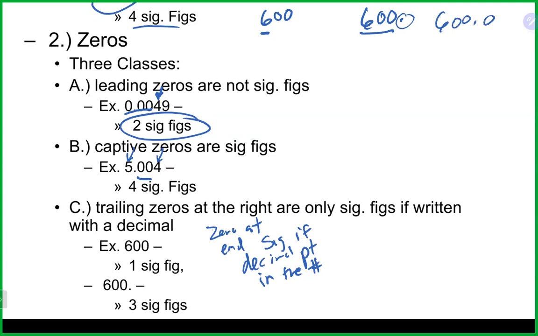600.0 would have how many significant figures? Everybody is significant here. Yeah, all 4 of them would be significant. We would start counting at the 6. All these zeros come at the end. There is a decimal point in that particular number.